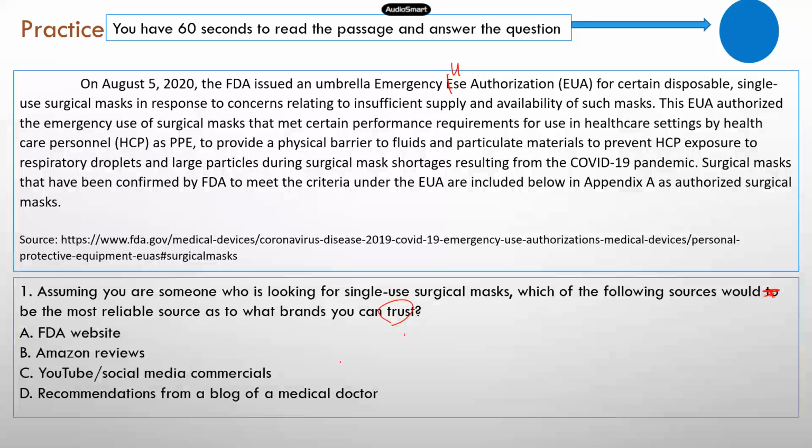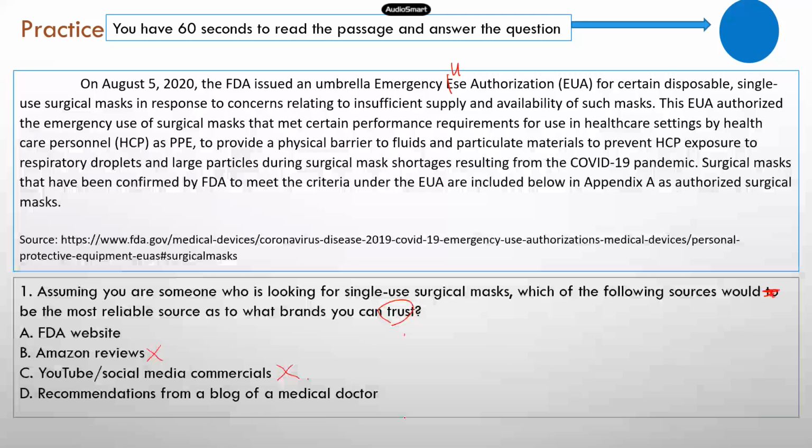So would you use B, Amazon reviews? No, those reviews are not accurate. Amazon reviews are definitely not a good indicator. C, YouTube social media commercials. Now we know the commercials are probably paid by the manufacturers, right? So they already have an interest in selling you the product. So I wouldn't trust the information from the commercials.